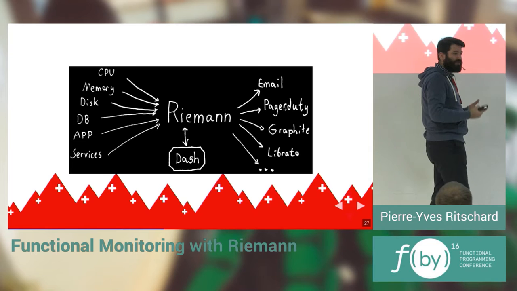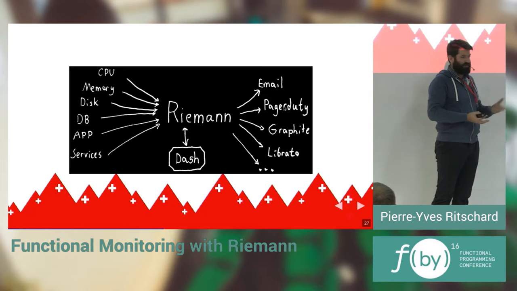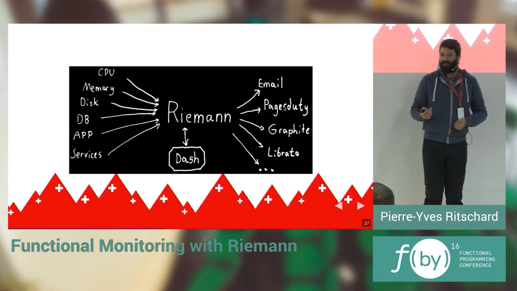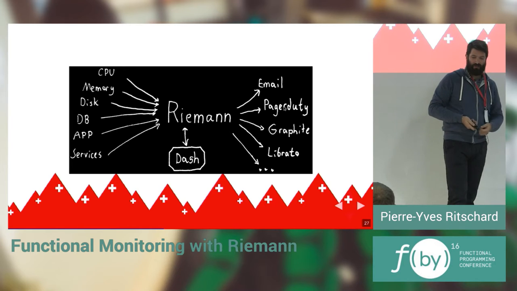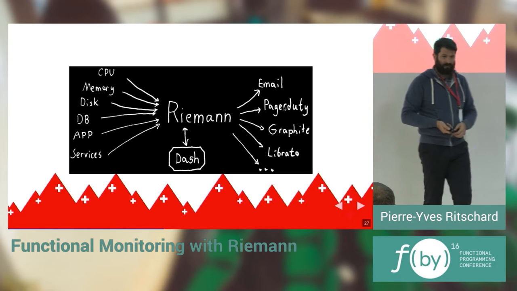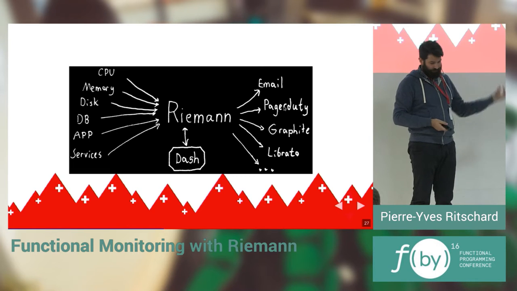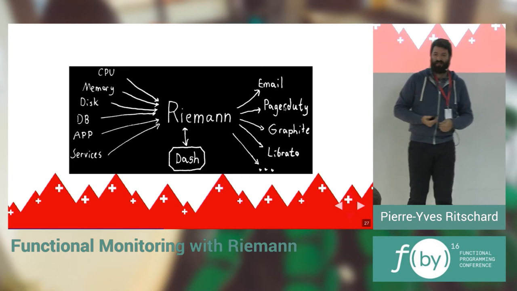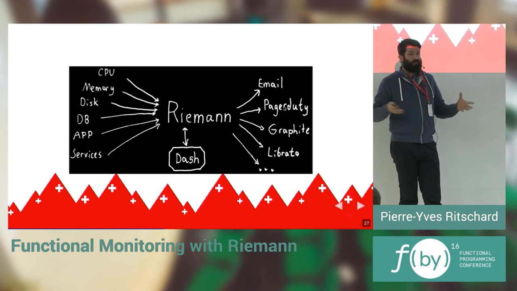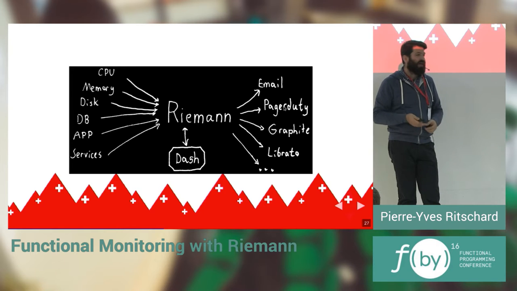So the general idea behind Riemann is that you have a lot of capacity to input events. They get normalized to a unique form. There's a stream processing engine at its core that's able to take decisions, and it has output support to either persist metrics to Graphite, to send alerts through email or PagerDuty, any type of output really. And it also provides a visualization engine to inspect its internal state and draw graphs. So if you look at it, it sounds like a typical stream processing engine. We'll see a bit later on how it differs from more traditional stream processing engines.